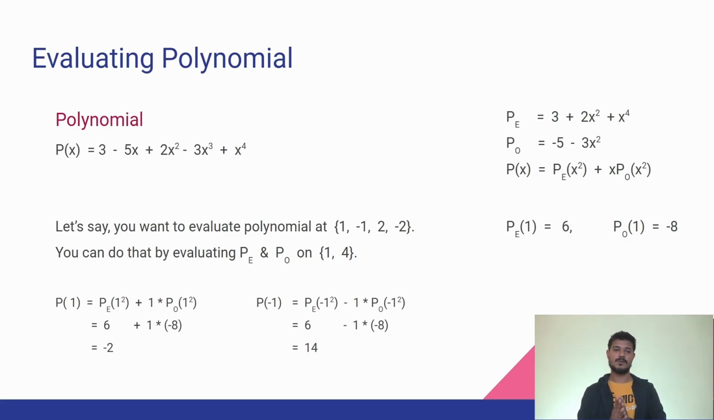And one thing we have found is that now we can, using half the values evaluated, get the full picture, right? Full points evaluation of the original polynomial. So this is very cool, right?